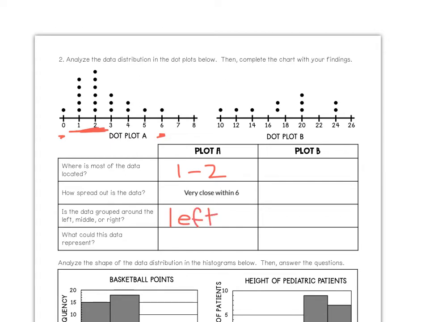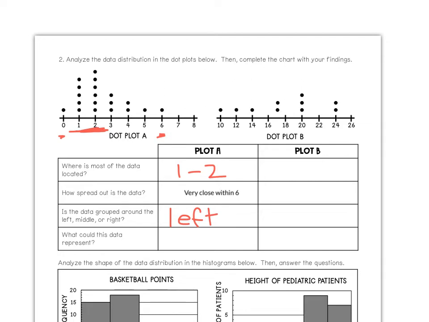And finally, what could this data represent? Well, it could be a lot of different things. It could be how many pets you have in your house, how many devices, iPads, things like that are in your home. So the answers will vary on that last question.